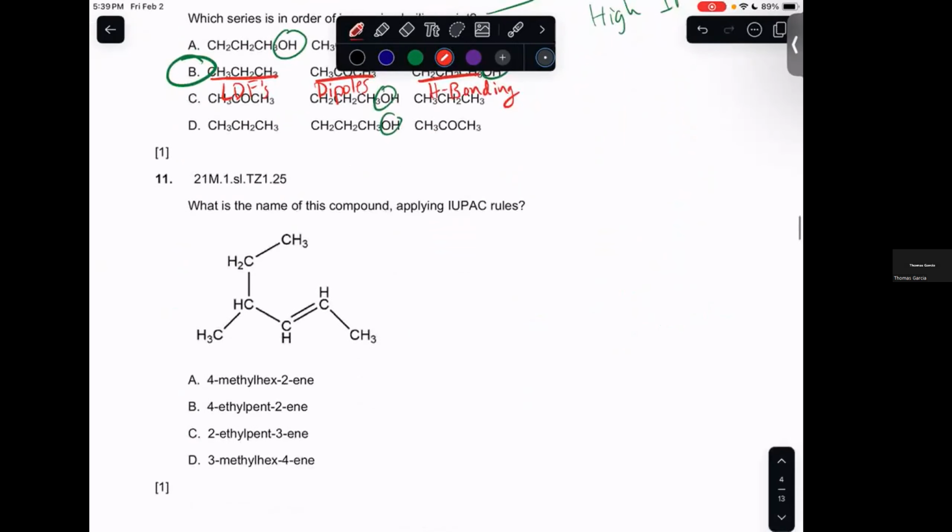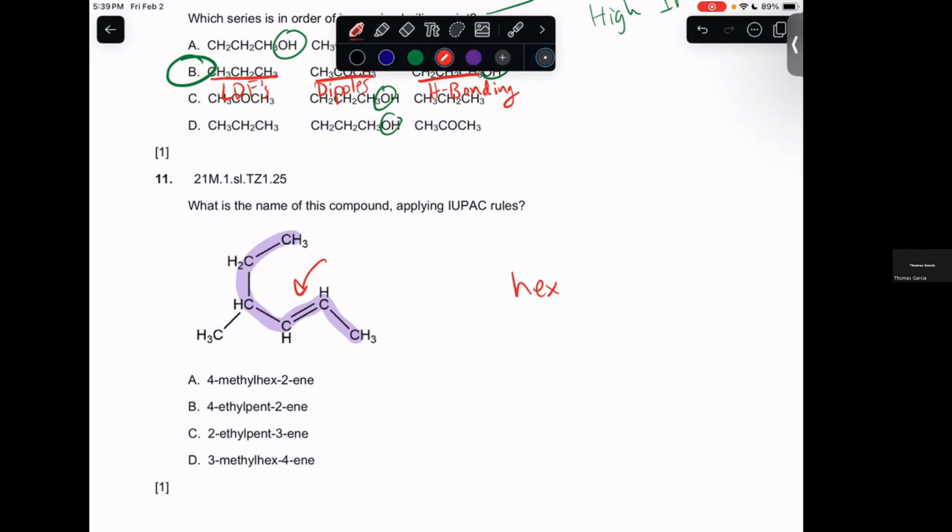All right, what is the name of this compound using IUPAC rules? All right, same old, same old. Let's start by identifying the longest chain right here. And that is 6 carbons. So this is going to be hex. For this hex, we have to now identify, oh, what's that? It's a double bond. It's a hexene.